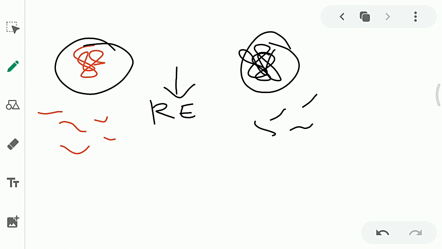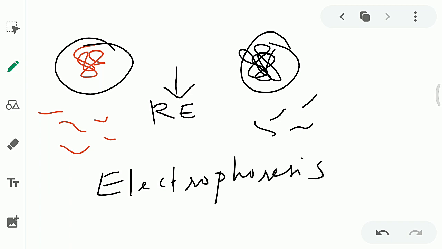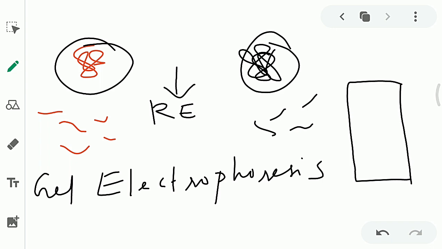Now these fragments need to be analyzed. So to analyze these fragments, we have a technique which is known as electrophoresis. It is also known as gel electrophoresis. That means DNA are allowed to move through a gel, a semi-solid substance, and that DNA movement is based on two things. Suppose we put the DNA here, this place we call a well, and all the fragments are kept in this well.